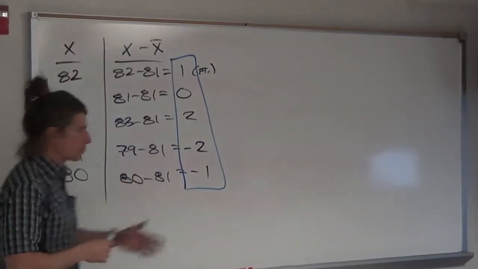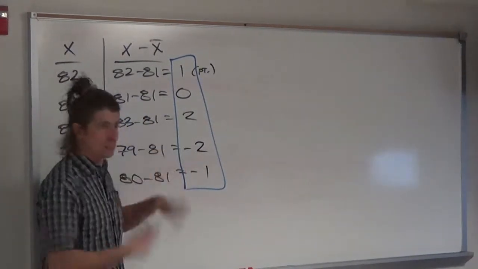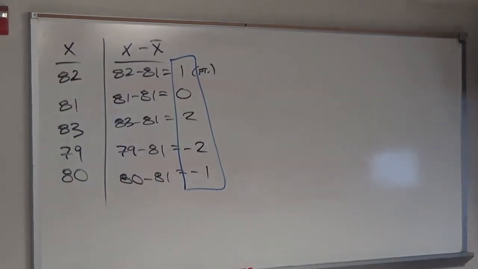Well, what the hell? The problem with this is the negatives. The negatives are causing the cancellations. -2 cancels +2. -1 cancels +1. Okay, that's a problem. So just take the absolute value. What do we lose with the absolute value?